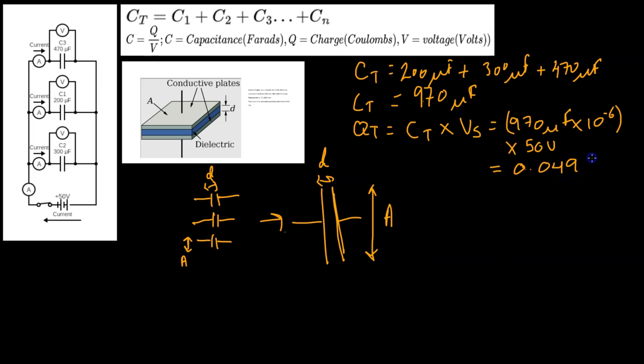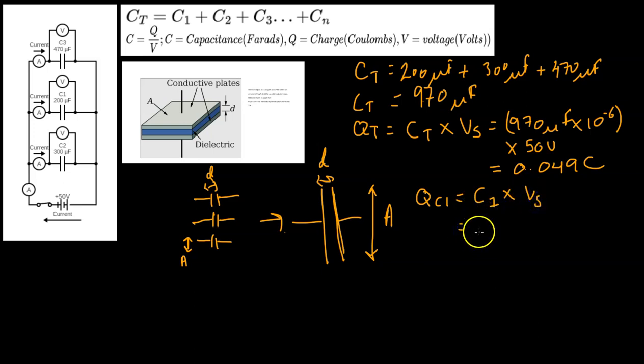0.049 coulombs of charge. Okay, let's do it for capacitor 1, 2, and 3. So what about Q for capacitor 1? That's going to be the capacitance of capacitor 1 multiplied by the supply voltage.